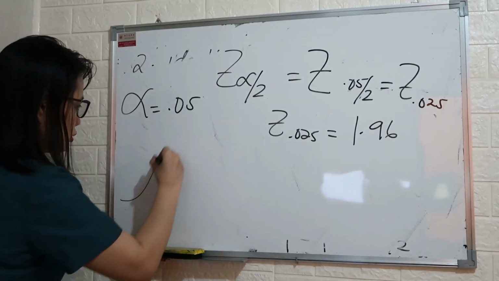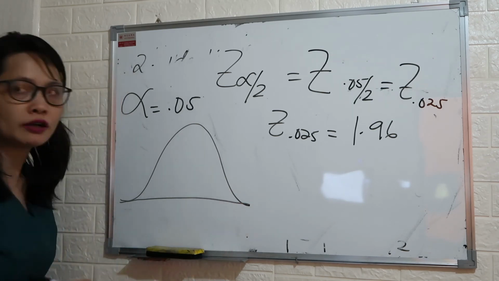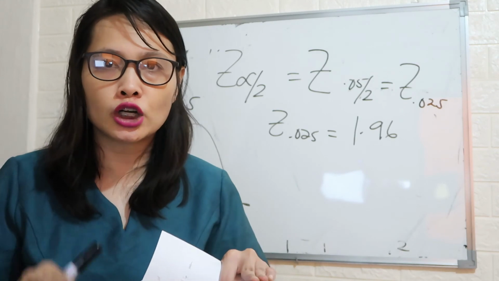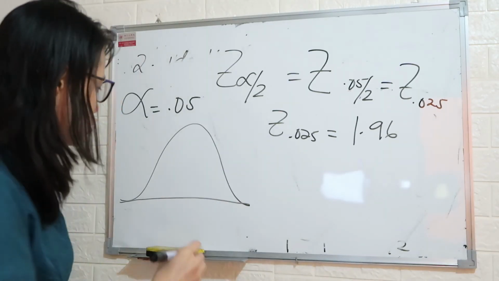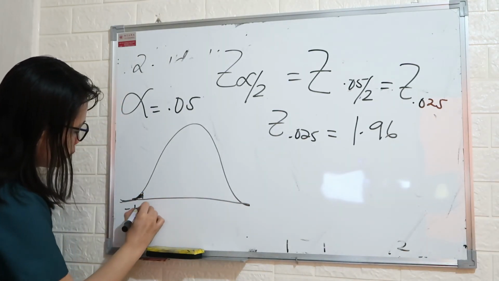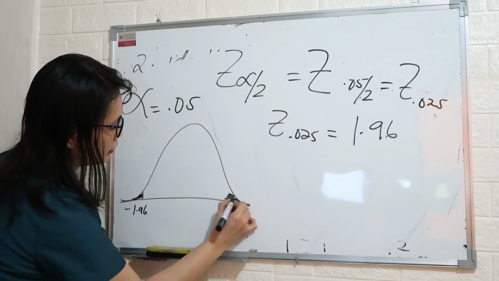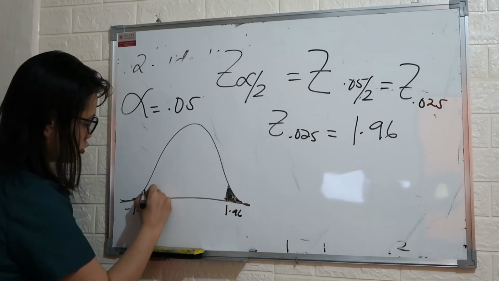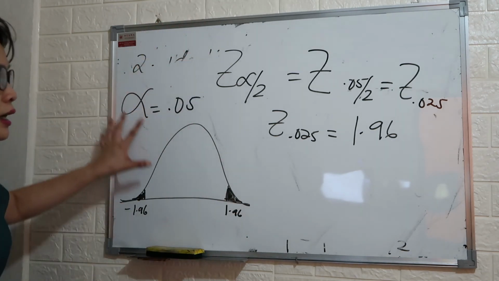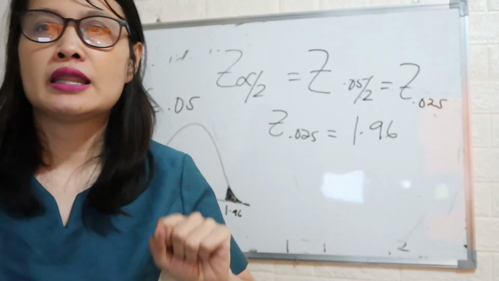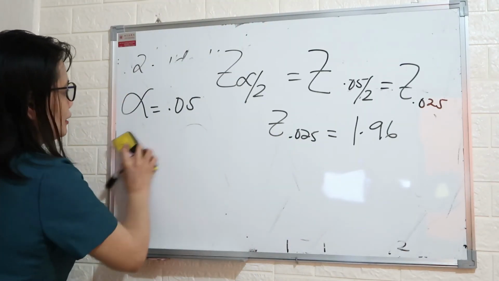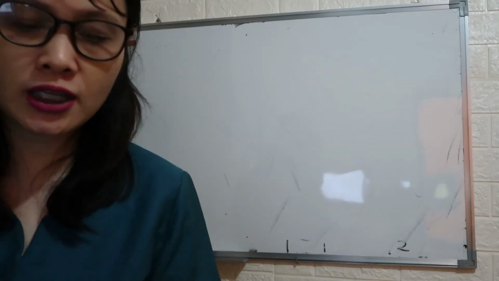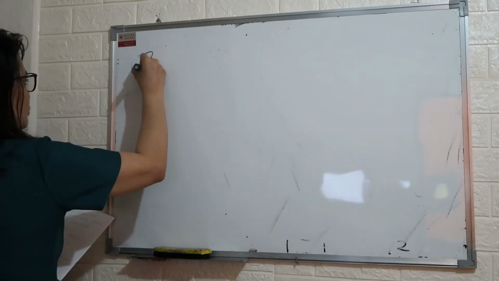So we need to draw the bell curve. Since it's two-tailed, the shaded region is on both sides, left and right. This is your negative 1.96 and this is your positive 1.96. Here is your critical region. So that is your step number 2. Next, after that, compute for the test statistic.